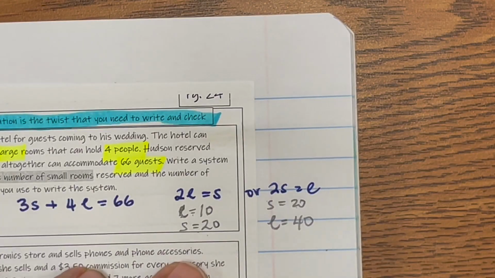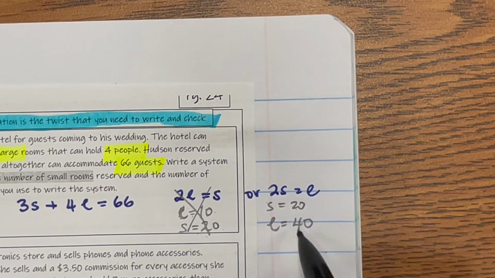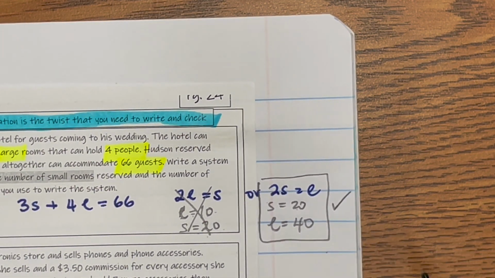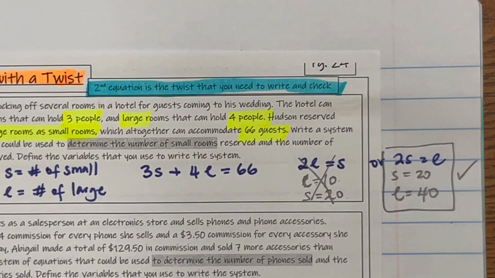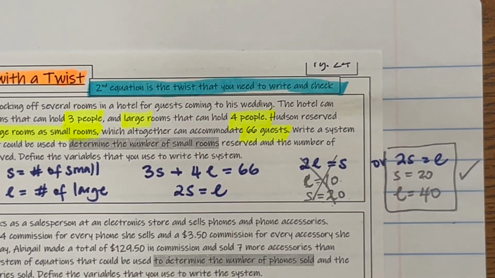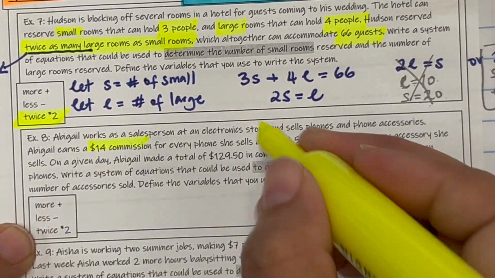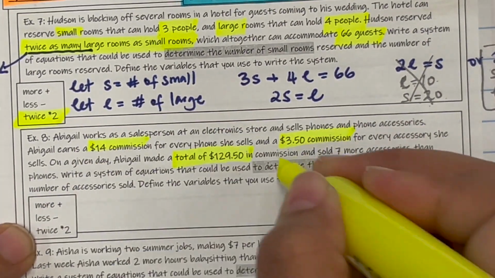And remember my question, I need more large rooms than small. I've got 10 large and 20 small. That's not it. 20 small and 40 large, that's right, because the large needs to be bigger than the small. So my actual equation is 2S equals L. So if you're having problems understanding what twice as many large as small rooms means, then you write it out twice and make up a number.